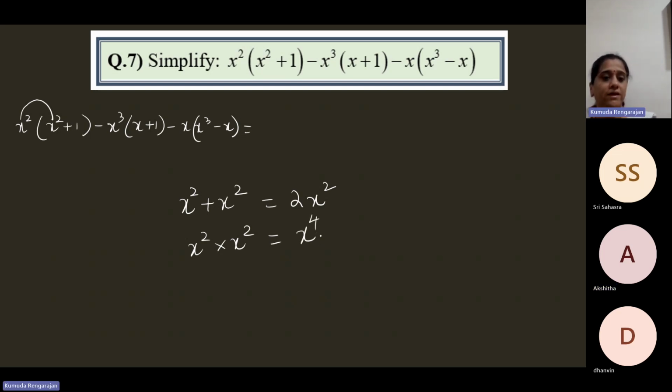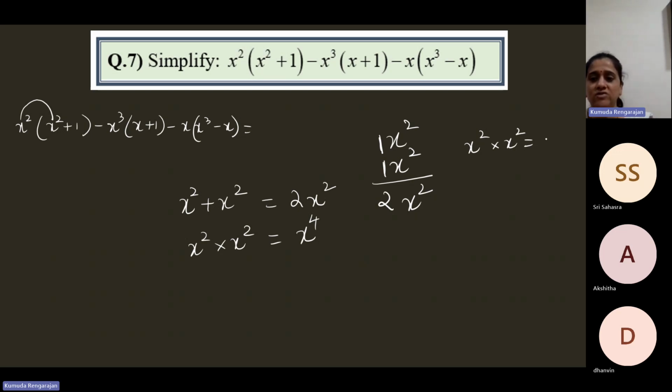Okay, correct. Akshita and here, what's your name? Avnish. Correct. X squared plus x squared. When you're adding, x squared will come down as it is. What should you add then? The numerical coefficients. 1 plus 1, 2. 2x squared. When it's x squared into x squared, bases are same. It's multiplication. You need to add the powers. X to the power 4.